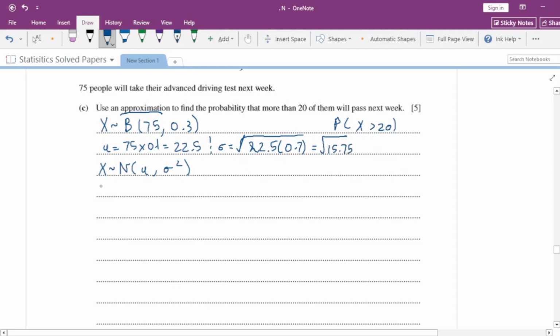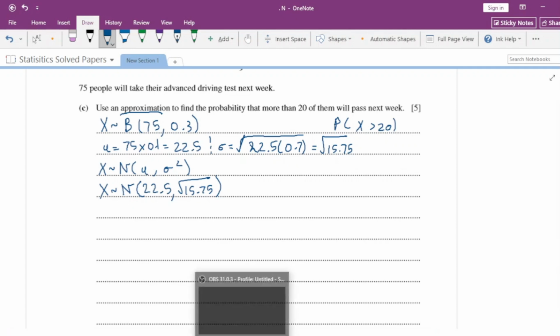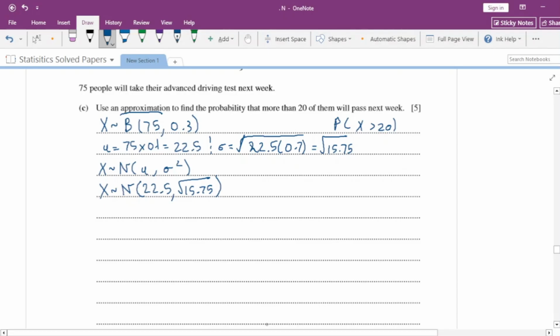That will give us the root of 15.75. So our statement becomes X is normally distributed with 22.5 and 15.75, and there you go. We have basically approximated into the normal distribution model, and now we can use the normal distribution table and its model to calculate the values. And now that we have approximated, we can write the statement: the probability that X is greater than 20. Now don't just go ahead and directly solve it.